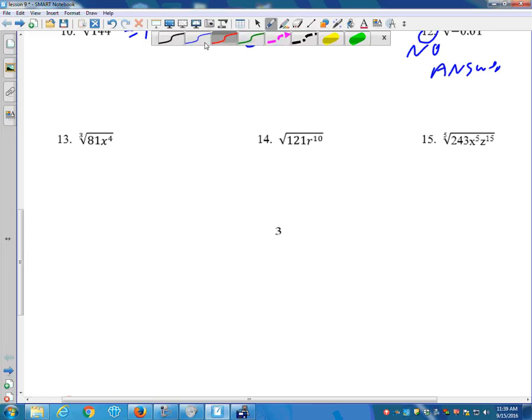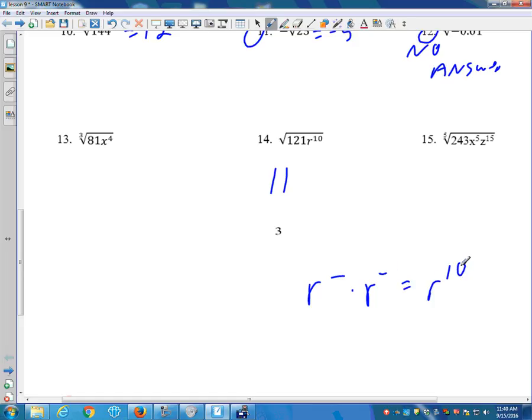The rest of them work out nice and even, right? You know the square root of 121? 11. Do you know the square root of r to the 10th? Please don't drop my calculators. They're very expensive. Do you know the square root of r to the 10th? Very good. What I'm asking you is r to the what times r to the what equals r to the 10th, right? And so it must be to the 5th because you add those exponents. So when you simplify number 14, it's 11r to the 5th.